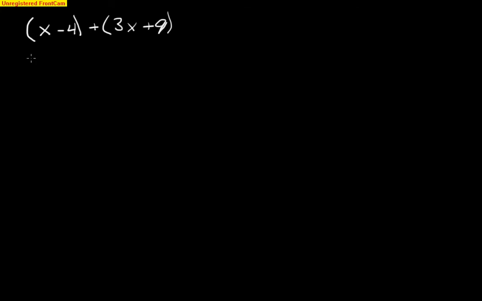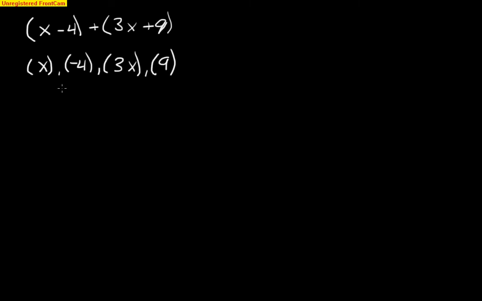So the first one is a positive x. The next one, that minus 4 becomes a negative 4, remember? And we have a positive 3x here. And the last one is plus 9, so it's just positive 9 down here. Okay, so now we've got them written down in individual terms. That allows us to go ahead and combine the like terms.